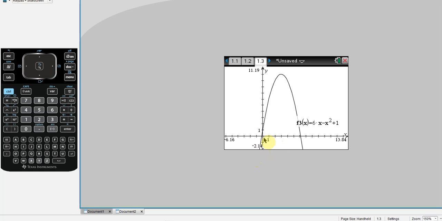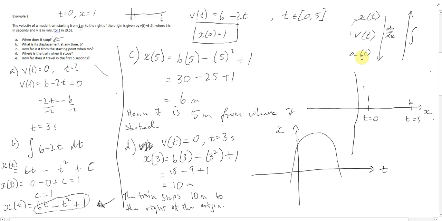So here you can see at time 0 it equals 1. And then at t equals 5, 1, 2, 3, 4, 5. Here, this point here, if we go up there, that is its stopping point. You can see there's only one turning point here, which is t equals 3, as expected. That's when it stops, and it reaches a height of 10. So, in other words, let me just draw this again.